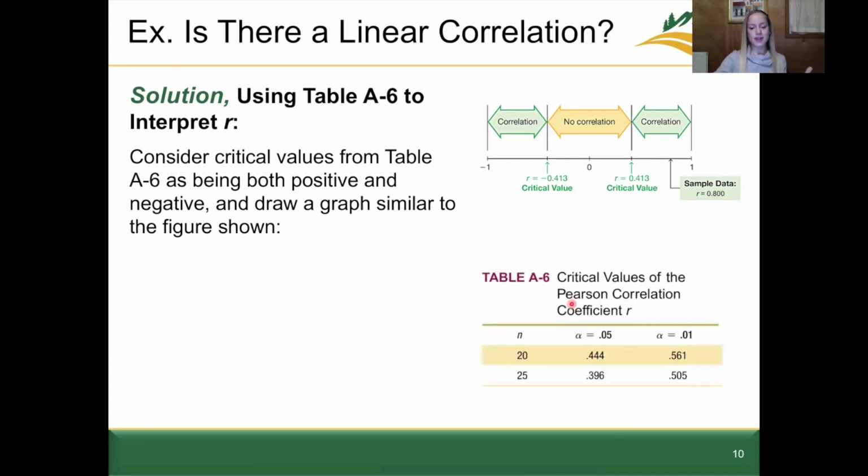So in table A6 in your book, I've cut out some of this space here with numbers we don't need. When you look at the version of table A6, you'll see a lot more values here between n and 20.